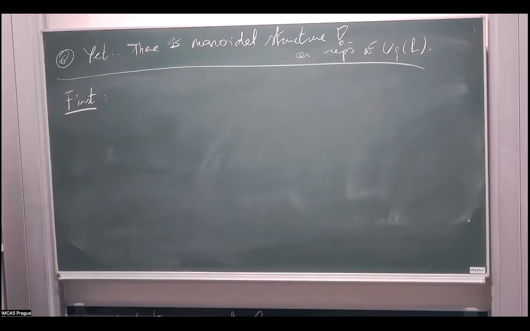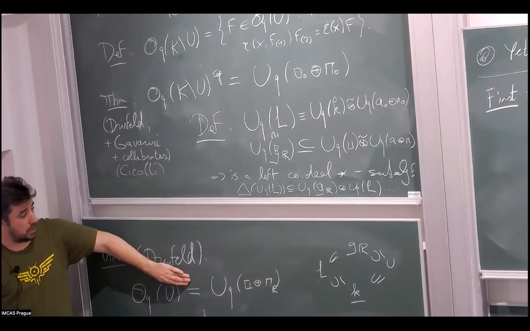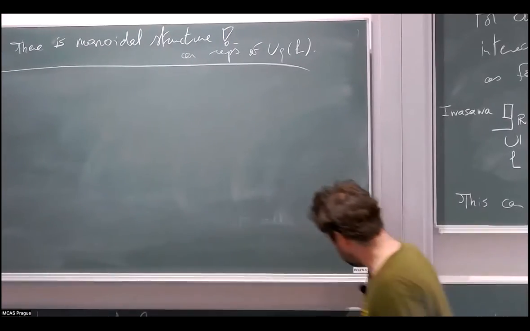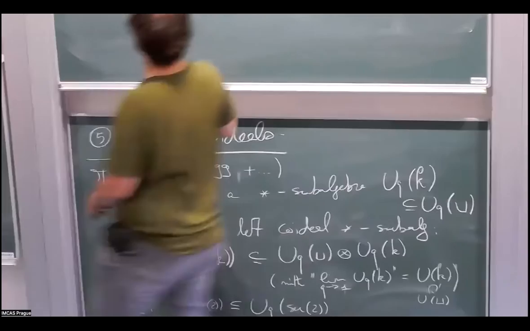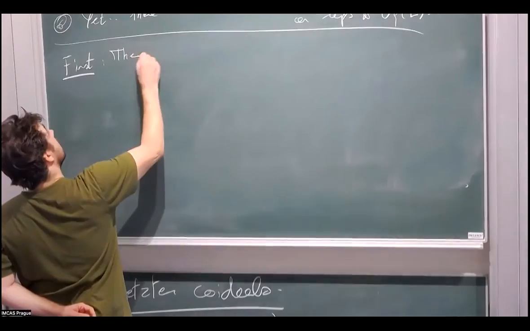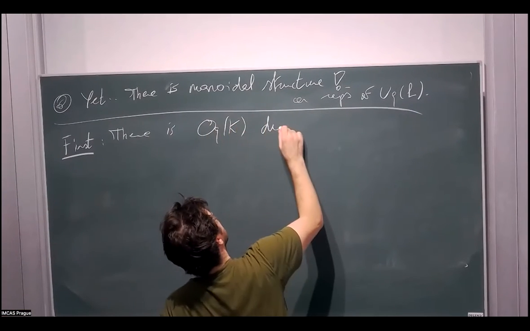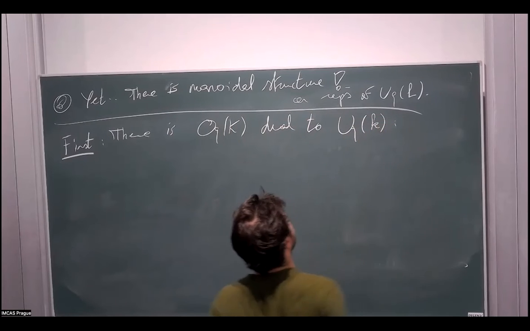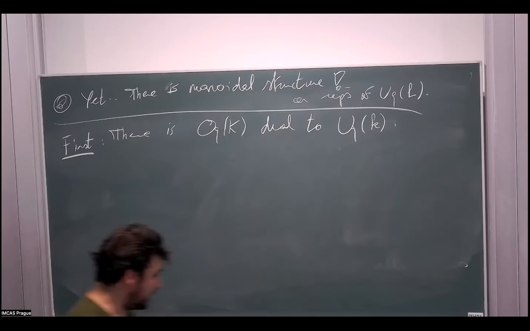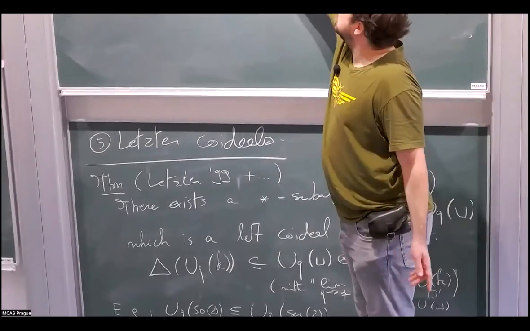So we considered OQU as being a dual of UQU, but I didn't yet tell you if there was also something dual to the quantized enveloping algebra of K. It turns out that there is: an OQK dual to UQK. So under duality, this is a subalgebra, so this should be a quotient.